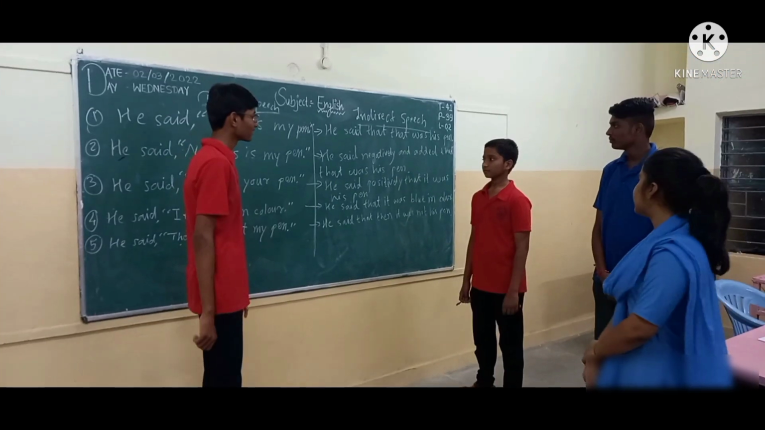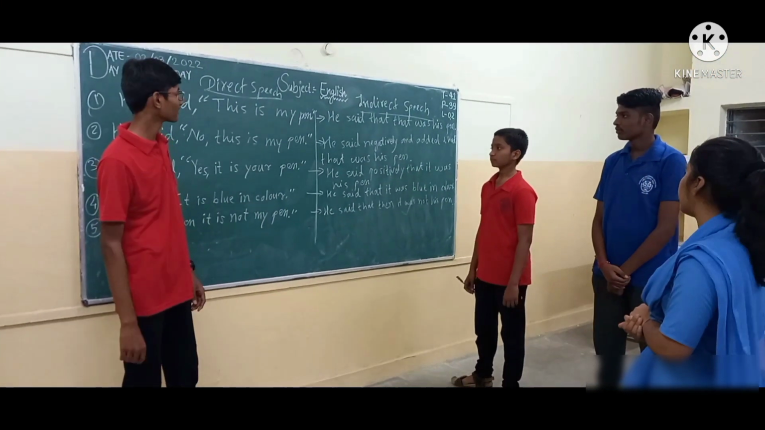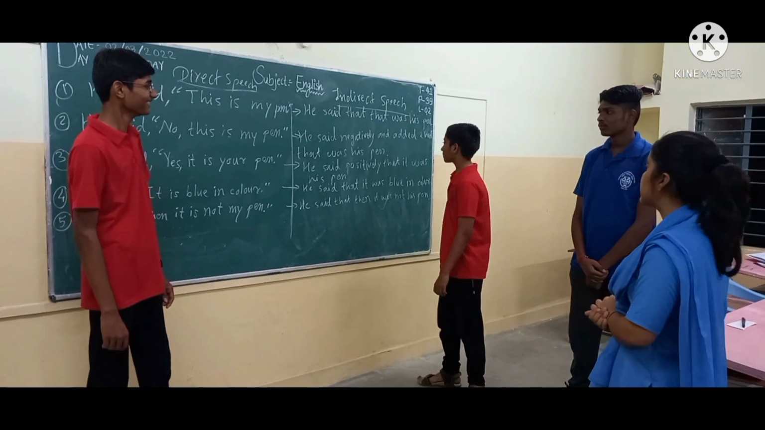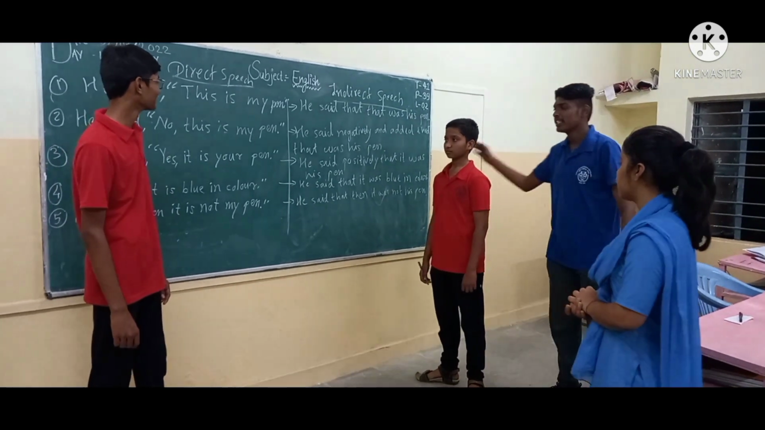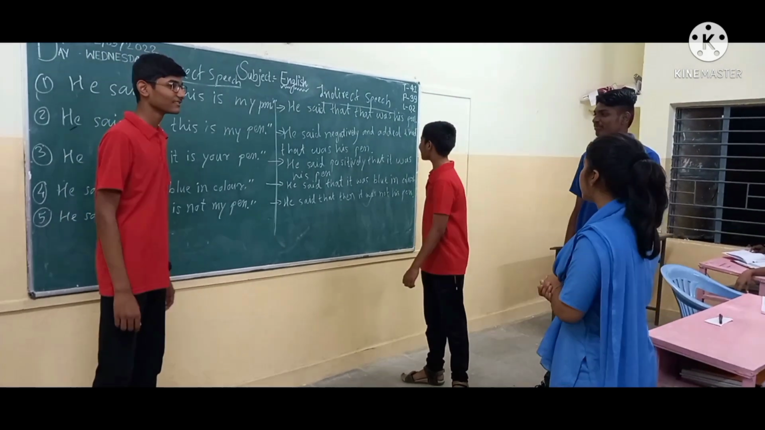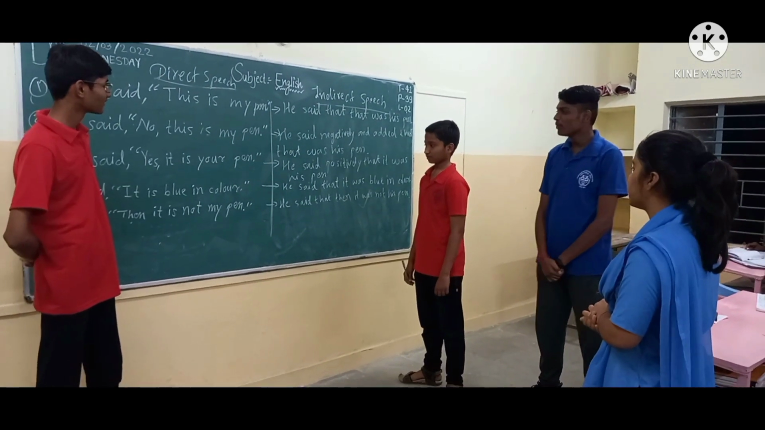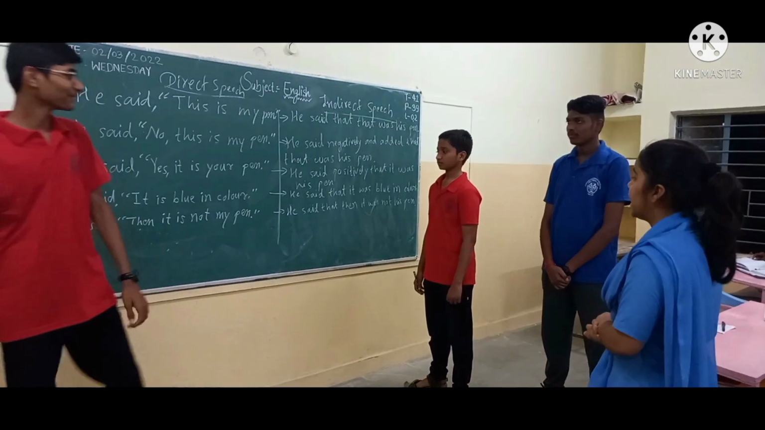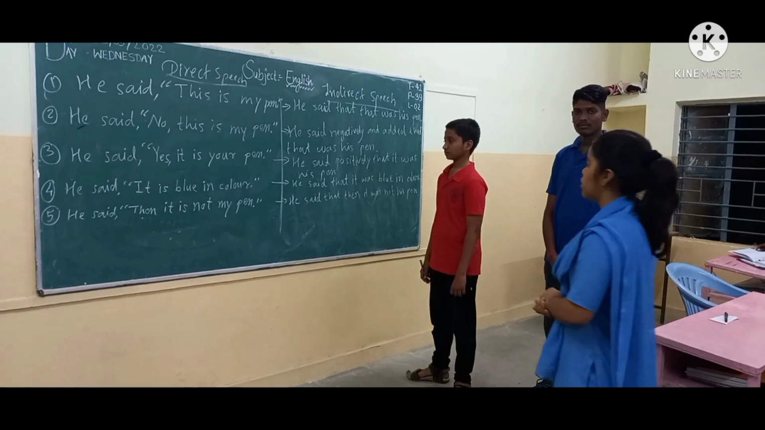This is my pen. He said that was his pen. No, this is my pen. He said negatively and added that was his pen. Yes, it is your pen. He said positively that it was his pen. It is blue in color. He said that it was blue in color. Then it is not my pen. He said that then it was not his pen.